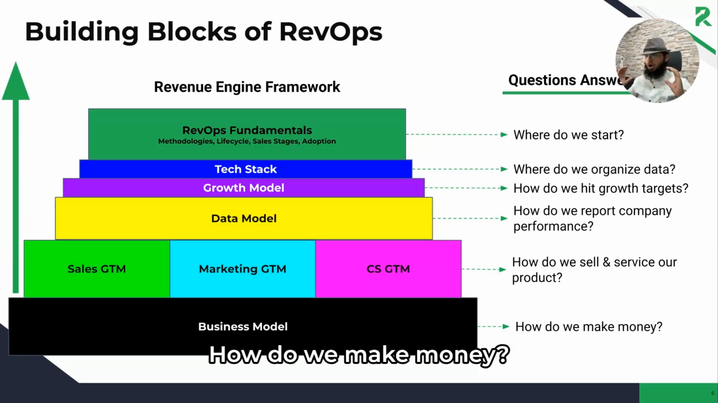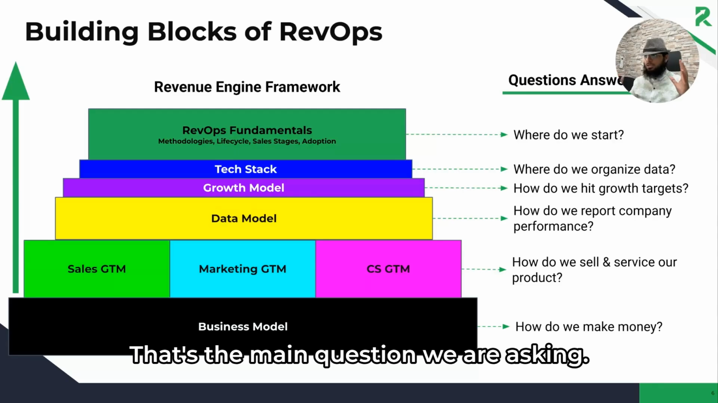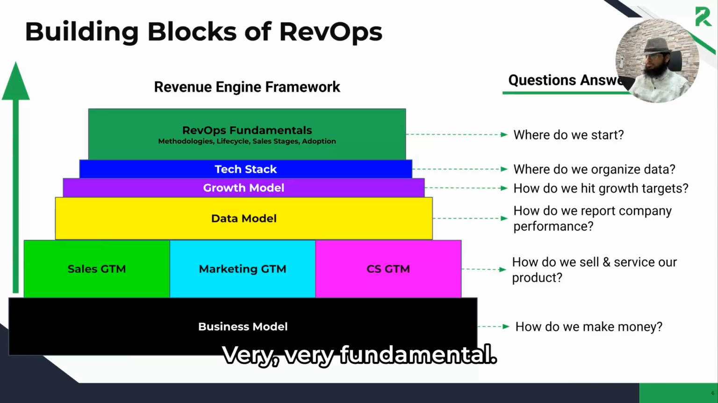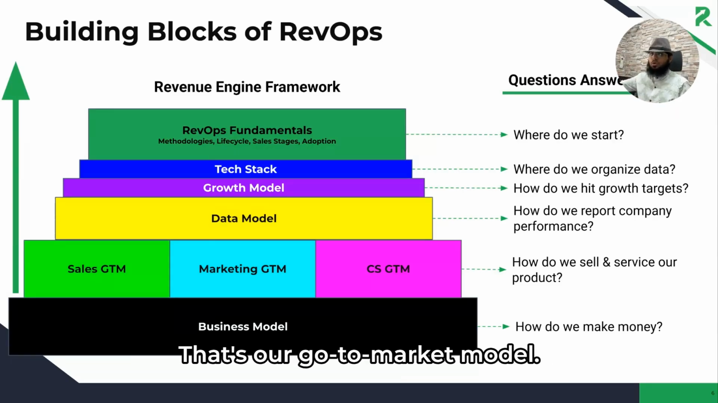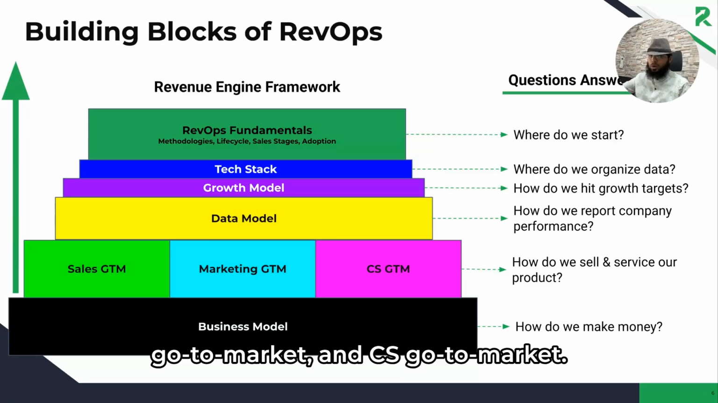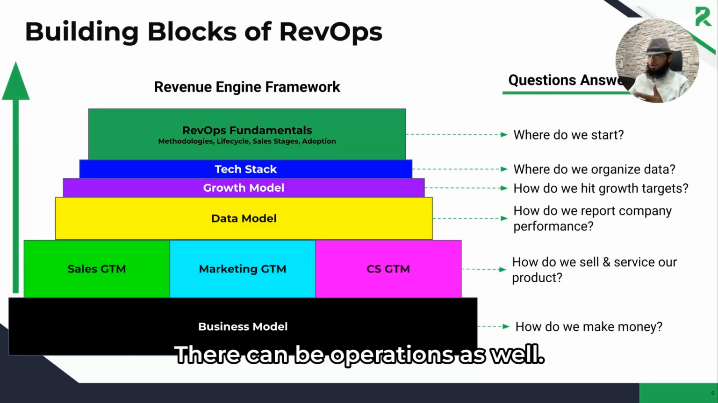The business model. How do we make money? That's the main question we are asking. How do we sell and service our products? Very fundamental. That's our go-to-market model. So that can be our sales go-to-market, marketing go-to-market, and CS go-to-market. There can be operations as well.